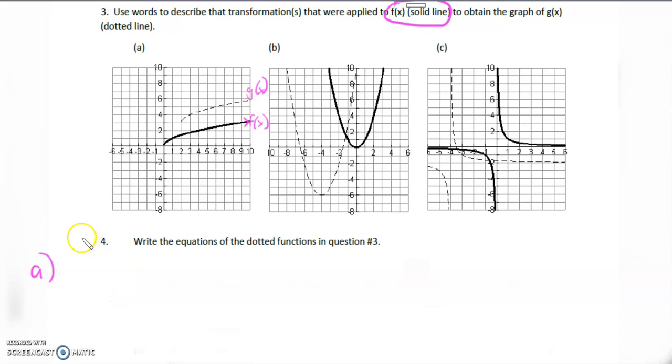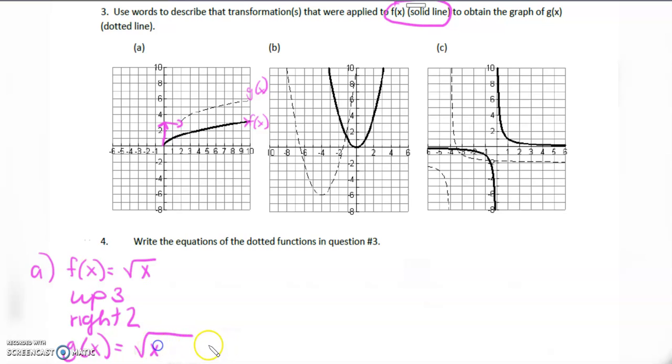For A, I'm going to write it down here because we're going to go on to number 4 as well. The base function f(x) is just root x. What happened here is we went up 1, 2, 3, so up 3, and then right 2. That gives us the equation. Up 3 trails behind, and right 2 would be in the bracket with the x, but it would look like a negative. So g(x) equals root of x minus 2, plus 3.